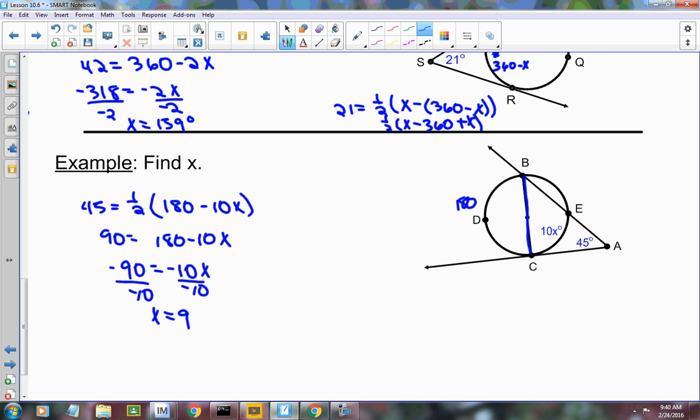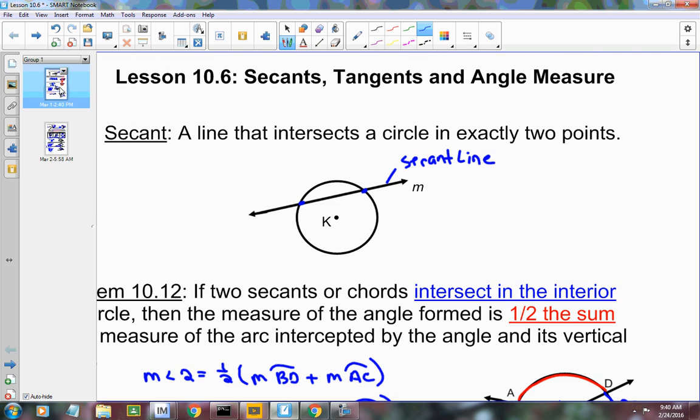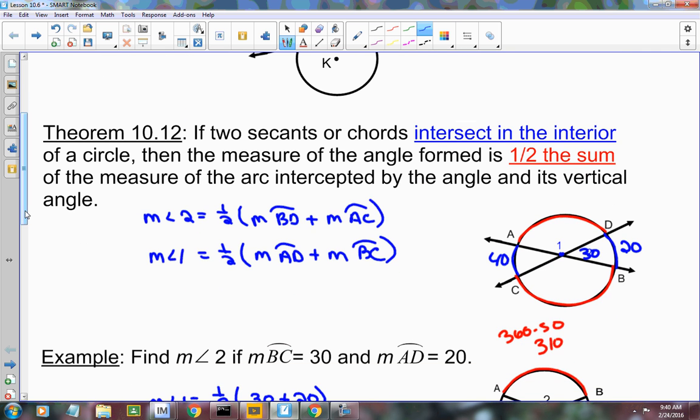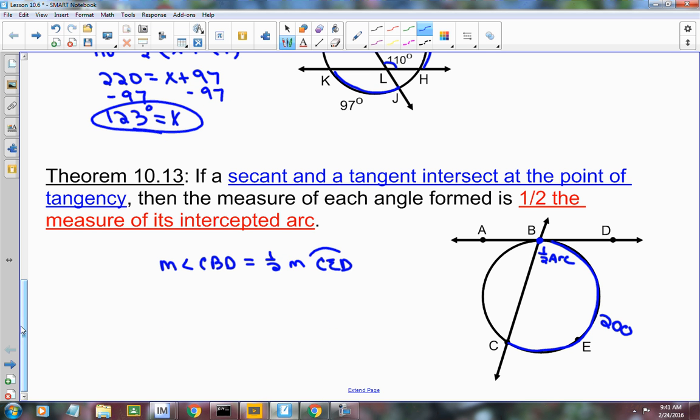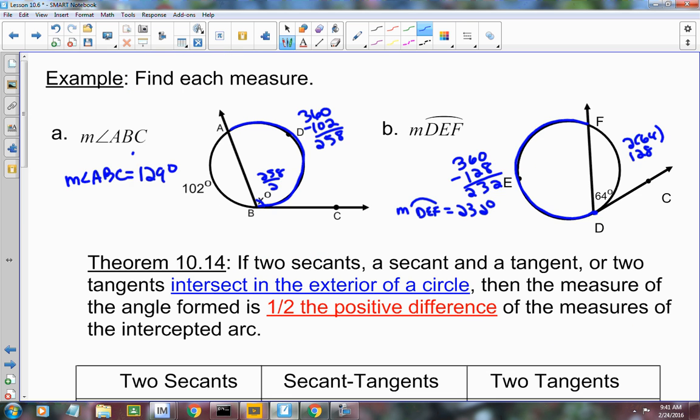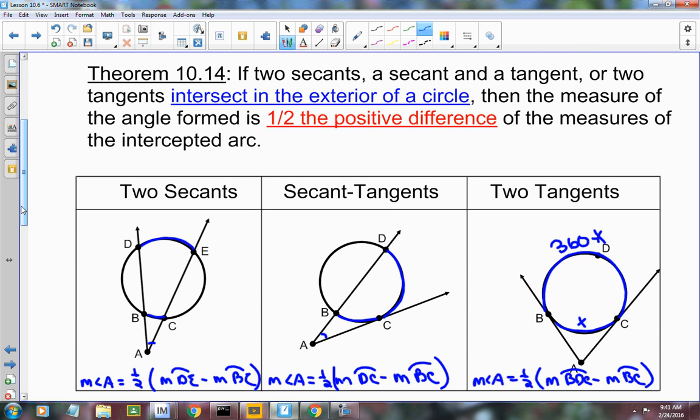So 3 scenarios that we talked about. If you've got 2 secants that intersect in the interior, the angle is half the sum of the arcs. If you have a secant and a tangent that intersect on the circle, the angle is half the arc. And if they intersect outside, no matter what the scenario is, if they intersect outside the circle, it's half the difference of the arcs. So inside the circle, half the sum. On the circle, half the arc. Outside the circle, half the difference. 3 basic things that you got to remember.